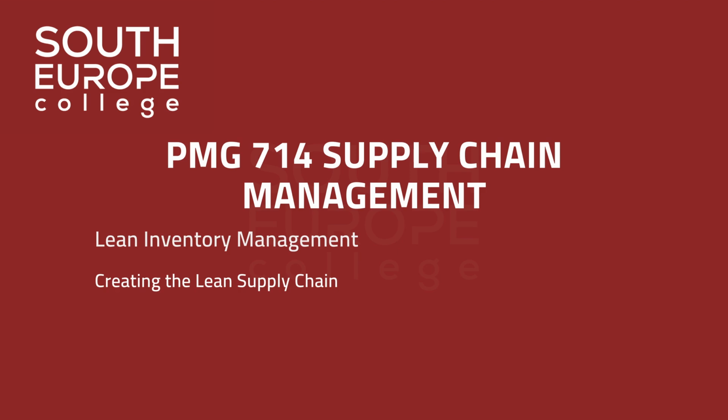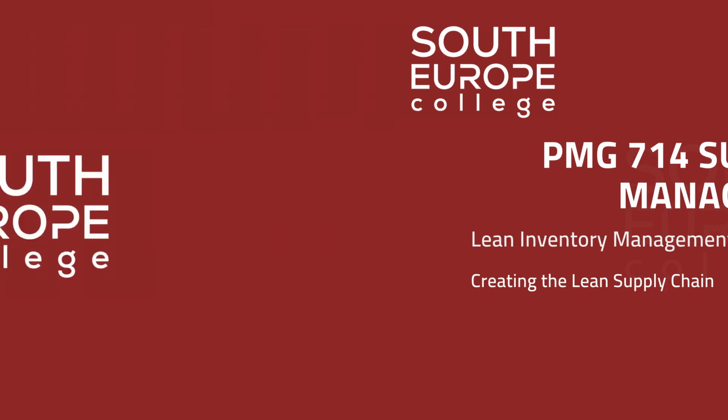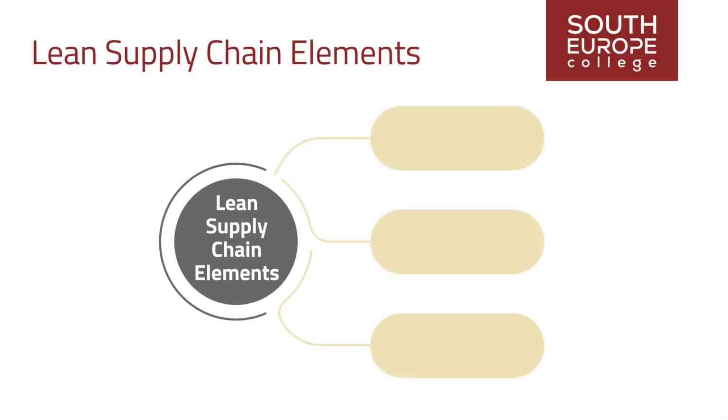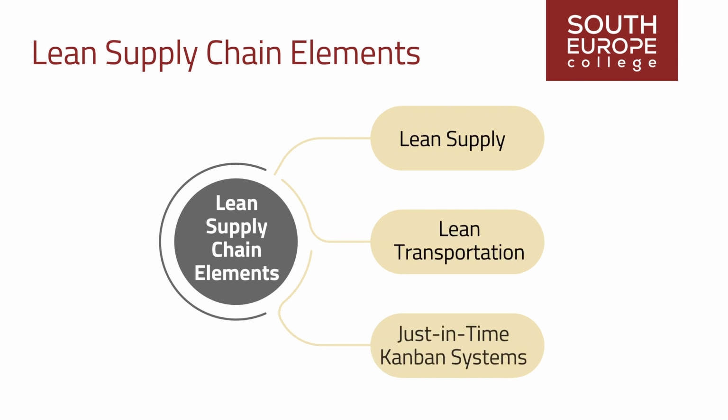In this segment, we shall continue discussing creating the lean supply chain. The three primary elements of a lean supply chain: lean supply, lean transportation, and just-in-time Kanban systems.